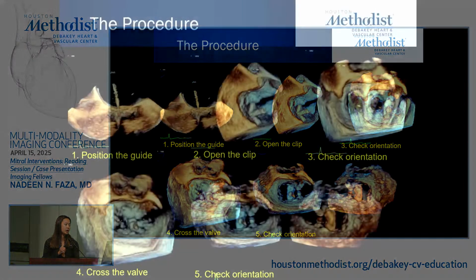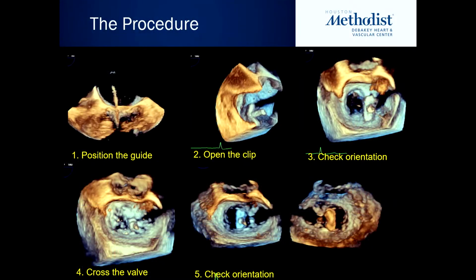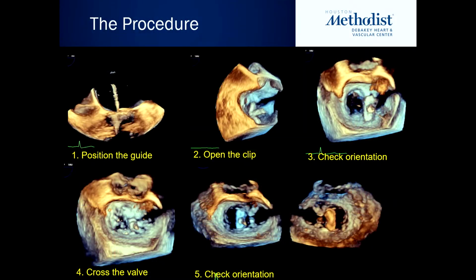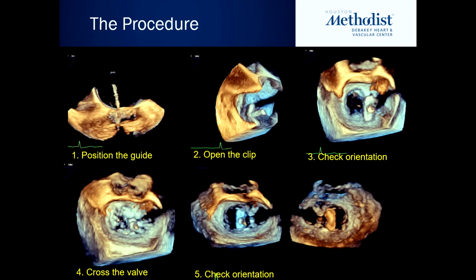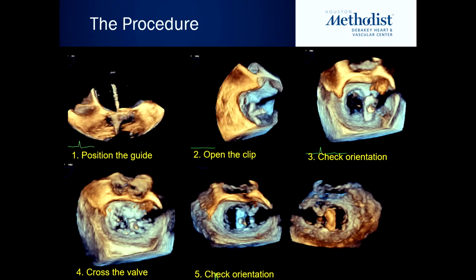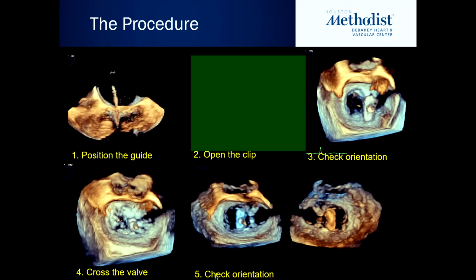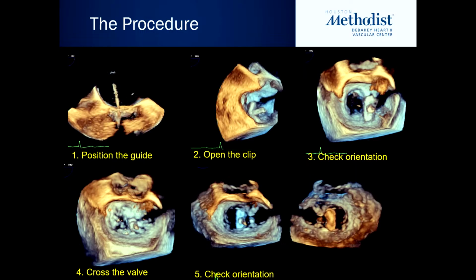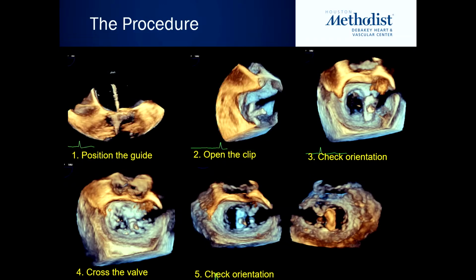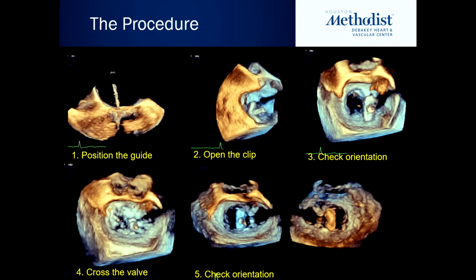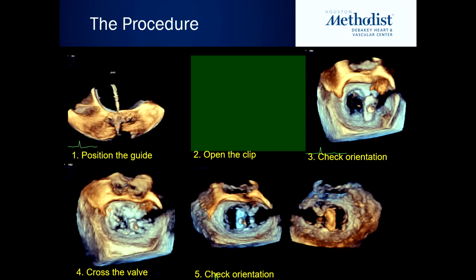Again, repeating what we just did. First, we make sure that we position the guide well, and we open the clip, and we check the orientation. And once we make sure the orientation is good, we cross the valve, and we check the orientation again, making sure that we're exactly where we want it to be. In this case, it needed to be very close to clip 1, so that there's no regurgitation in between the clips.